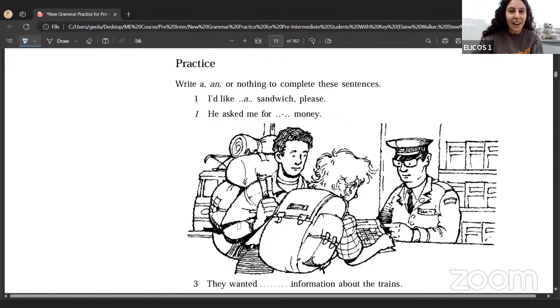Okay, let's practice. We're going to write a or an, or maybe we don't need to. I'd like a sandwich, please. He asked me for, now there's some of them, for the uncountable, you don't put a. You just say the word. He asked me for money. He asked me for something, information. He asked me for, remember those words that are uncountable?